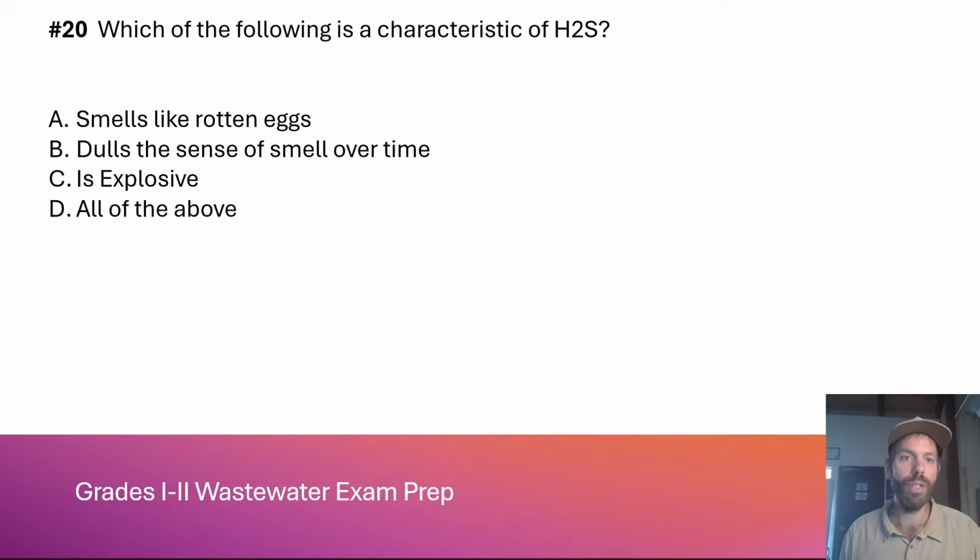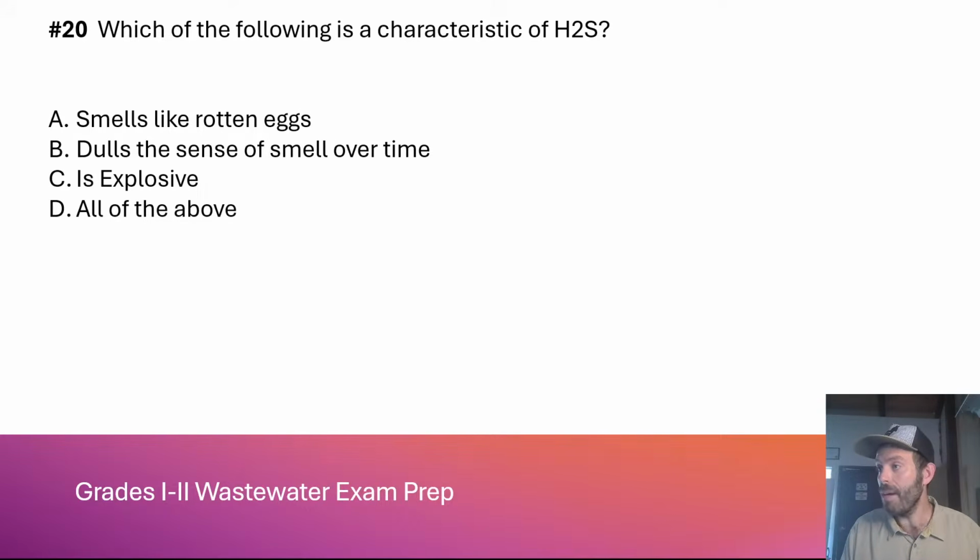20. Which of the following is a characteristic of hydrogen sulfide, H2S? Hydrogen sulfide and H2S are the same thing. They could couch it either way, write it out either way. A, smells like rotten eggs. B, dulls the sense of smell over time. C, is explosive. Or D, all of the above. Which one of those is a characteristic of hydrogen sulfide?